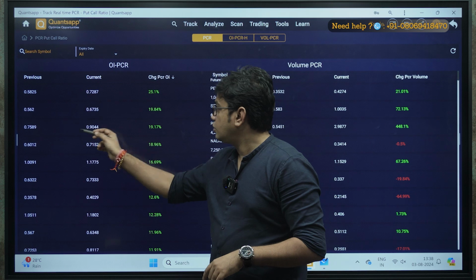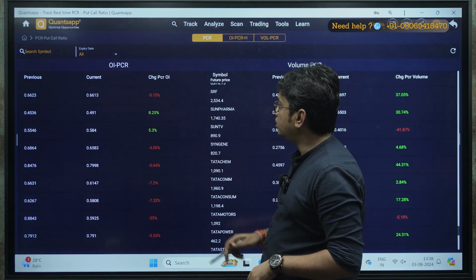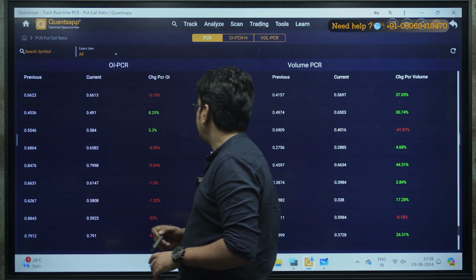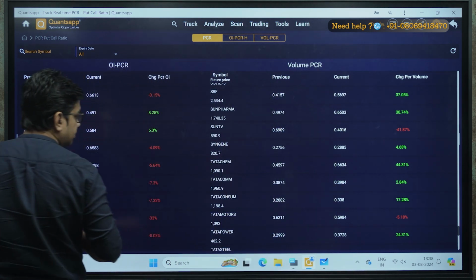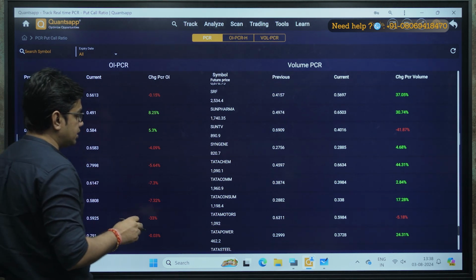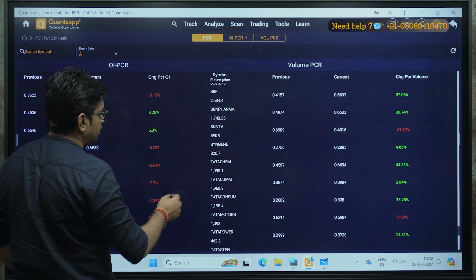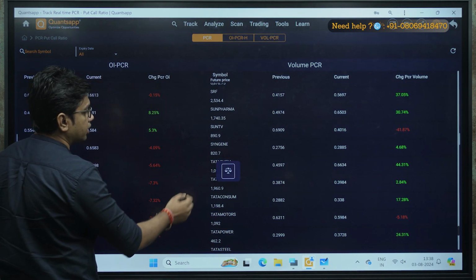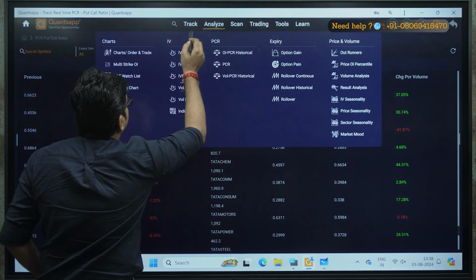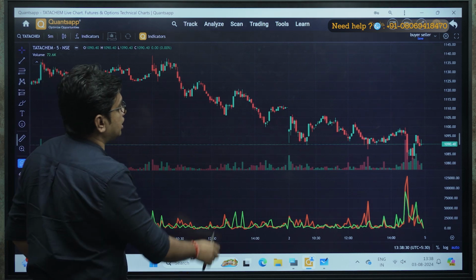Here also it is showing how the PCR has changed. Then it will also show the negative ones: SRF, Senjin, Tata Communication, you can see it over here. So let's check how it has drastically affected. I'll go for Tata Chemical. Let's say I'm opening Tata Chemical. So this is a chart.